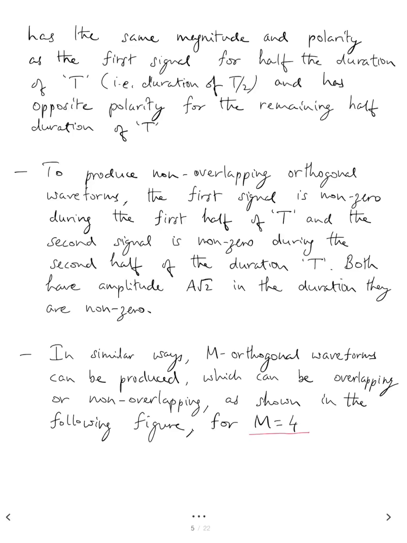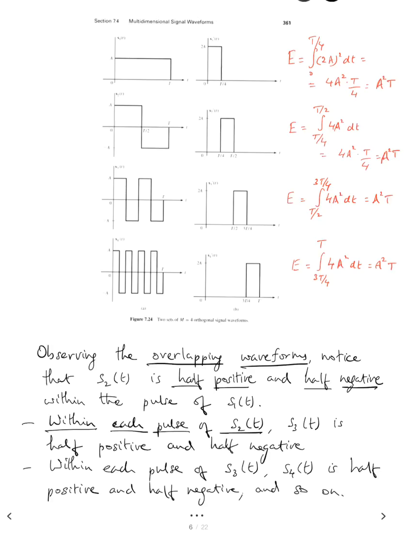Okay, so let's see how to do that. Here again we have two constructions of orthogonal waveforms for m equal to 4. In the first construction the waveforms are overlapping in nature. That means the waveforms have values which overlap with respect to each other in the entire duration t. The second construction is such that the waveforms are not overlapping. There is no overlap between any of the waveforms. They are all non-overlapping in nature.